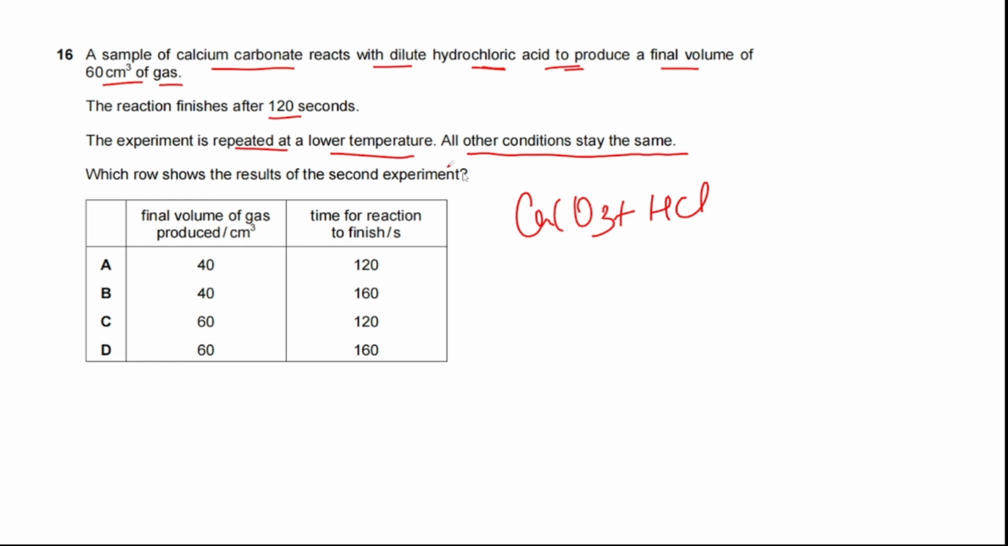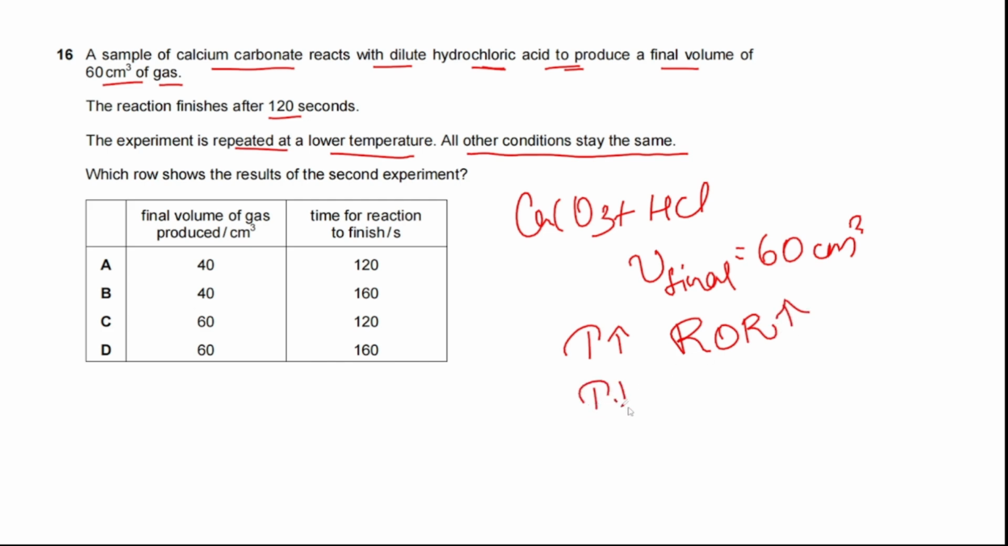So the final volume of the gas is 60 cm³, and even if you change the temperature, the rate of the reaction gets changed. As the temperature increases, the rate of reaction increases. As the temperature decreases, the rate of reaction decreases, but it doesn't actually change the volume of the products. So it will keep the same volume, 60 cm³. Then about the time: the reaction finishes after 120 seconds, so it will take that much time.